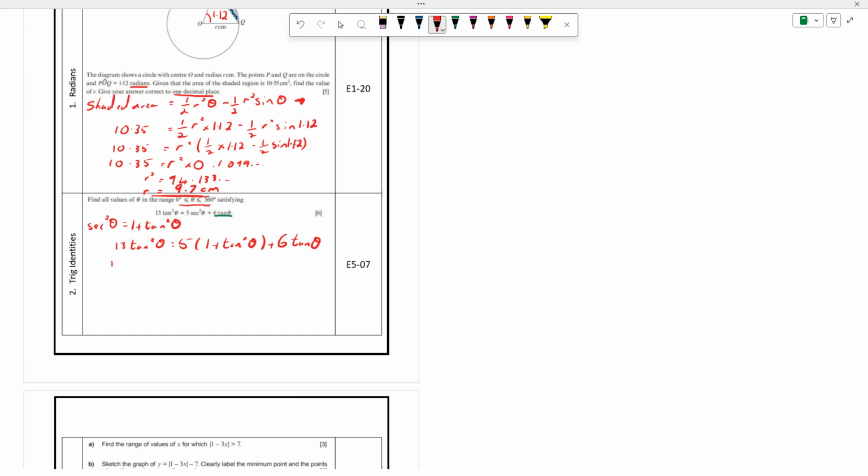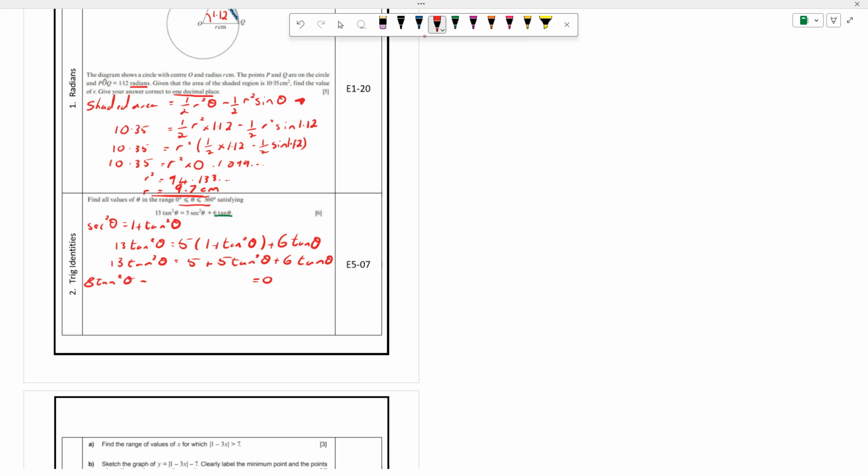I'm going to expand out that bracket and simplify as much as I can. We can see I've got a quadratic form in here: a term with a square in it, just the tan, and also a constant. From here, I'm going to take everything onto one side. I want to keep my tan squared positive, so I'm going to take everything over to the left and put equals over here. So I've got 13 tan squared, I'm going to take away 5 tan squared, which gives me 8 tan squared.